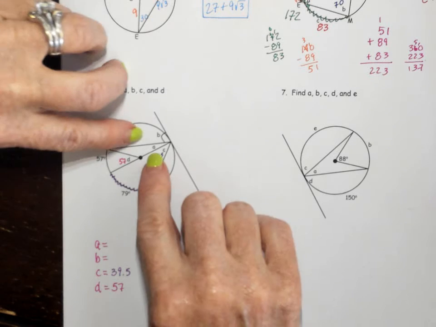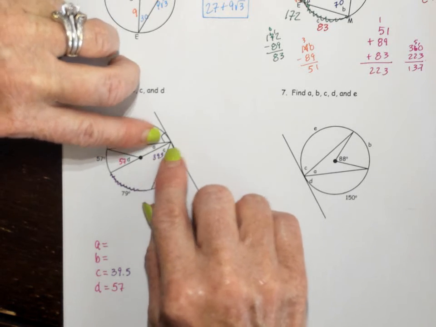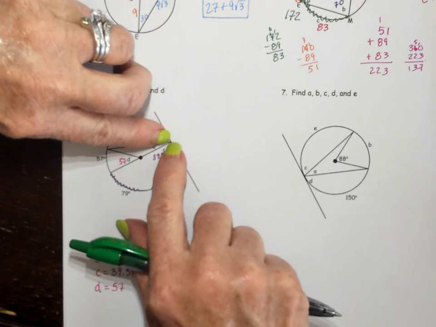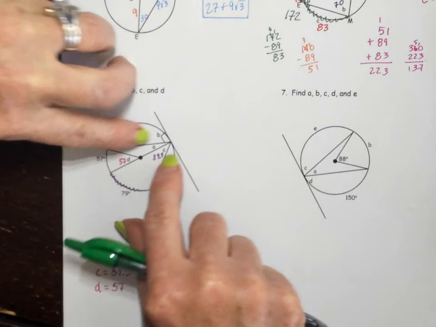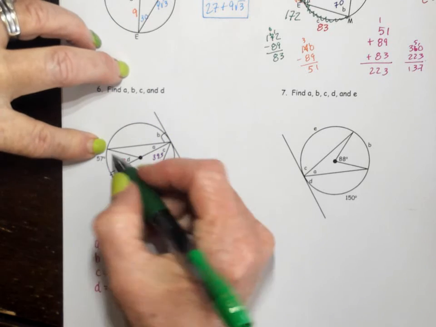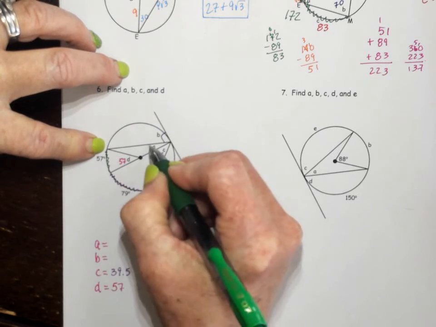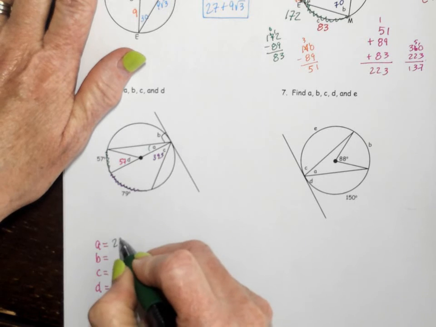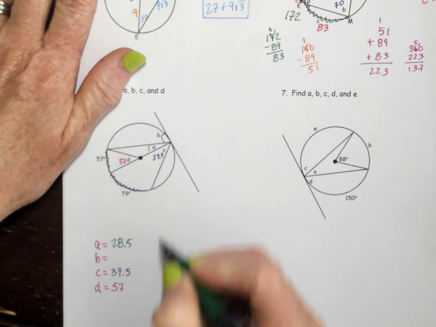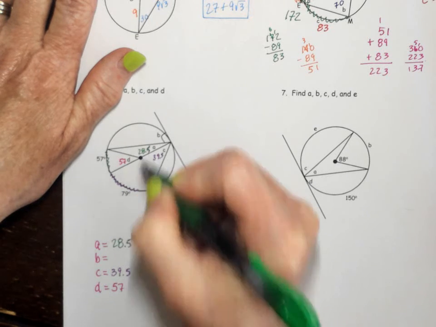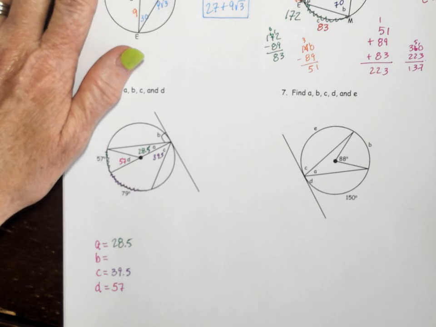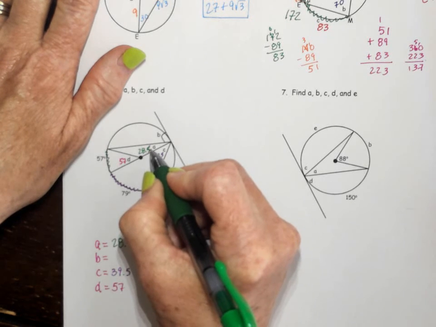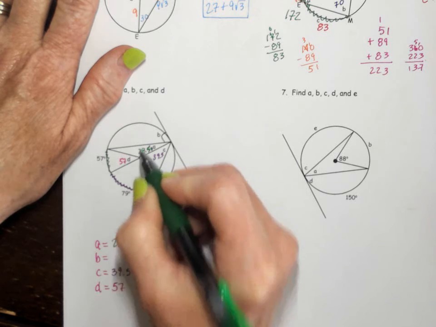The next one I see is angle A, another inscribed angle. Let me follow the sides out. For angle A, that goes to the 57. So for angle A, we'll need half of that 57. And half of 57 is 28.5. That's angle A. That's this one in here, not the central angle down here.